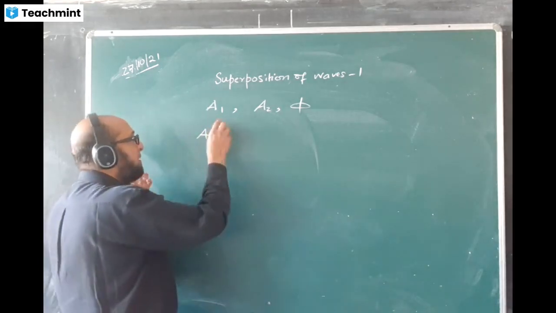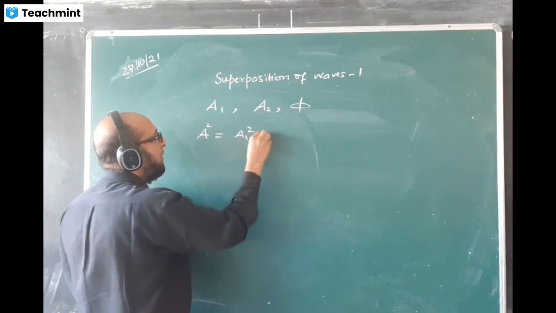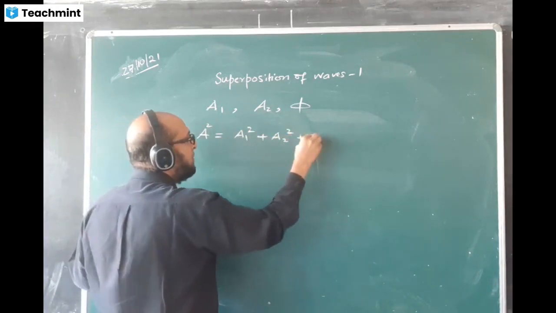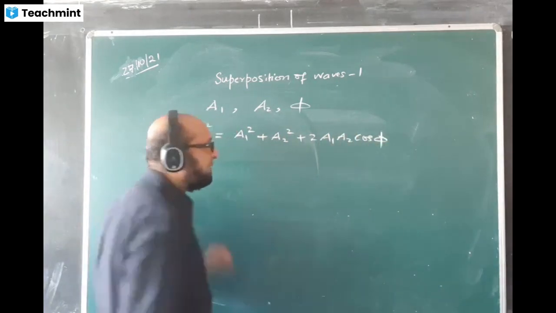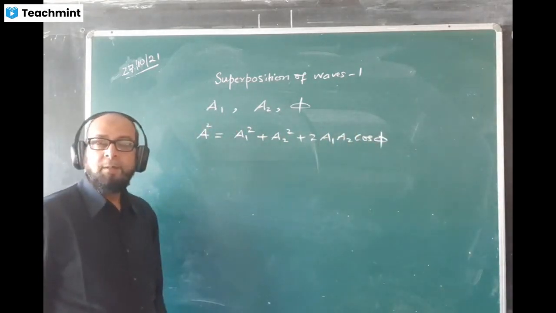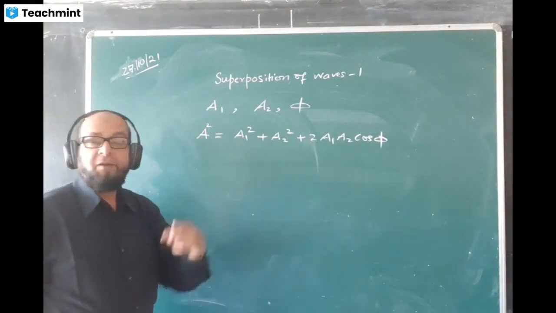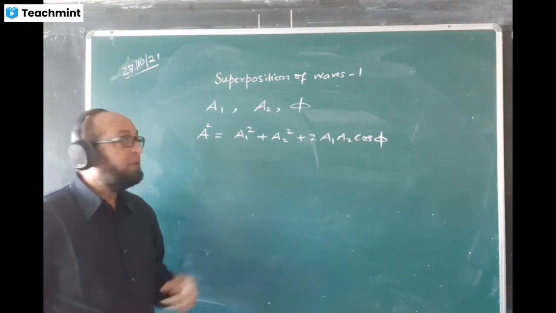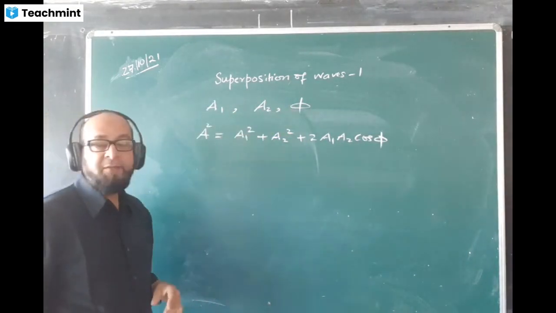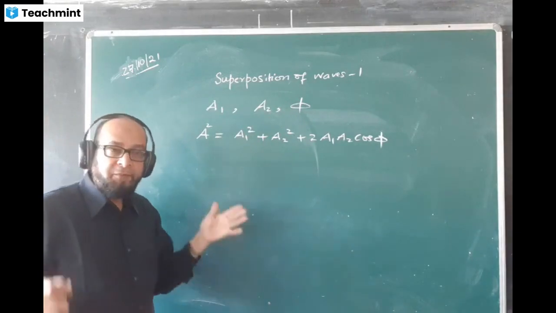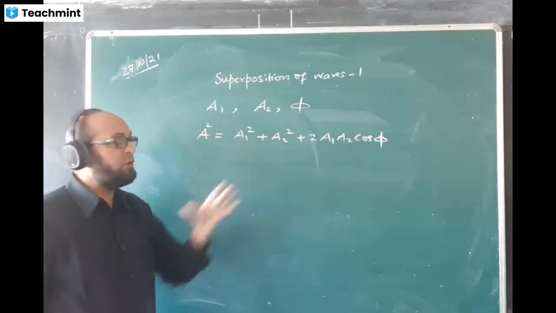In the same way, the resultant amplitude formula will become like this: A square is equal to A1 square plus A2 square plus 2A1 A2 cos phi. The formula becomes like that. A is the amplitude of the resulting wave. These two waves have individual amplitudes A1, A2 and make an angle phi with one another. The resulting wave will have the amplitude A given by this equation.